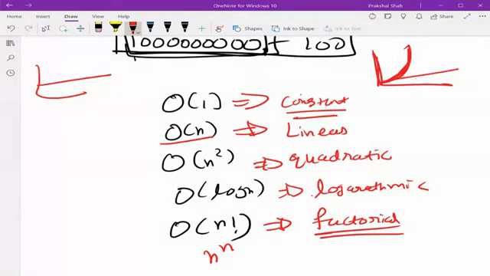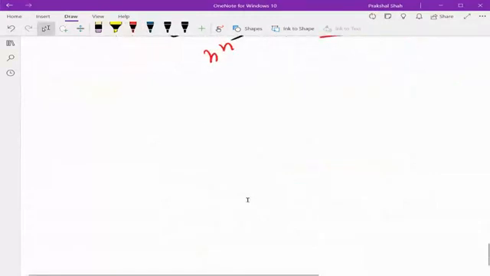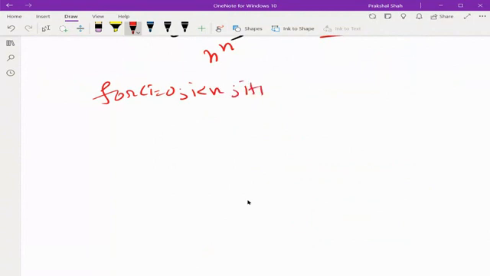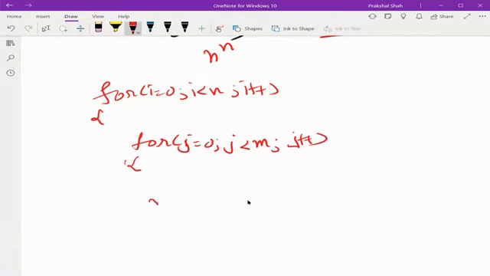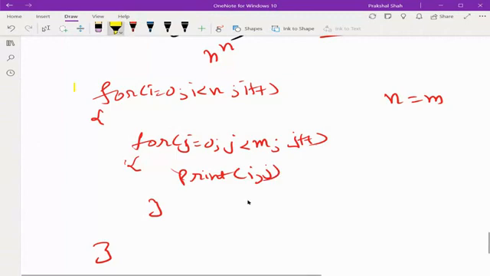Now, since this is clear to you, let's say I have these particular complexities. I have for i equals 0, i less than n, i plus plus, and here I have for j equals 0, j less than m, j plus plus, and I am saying that my n is equal to m. This will be done like I'm printing i comma j. So what will be the time complexity of this?